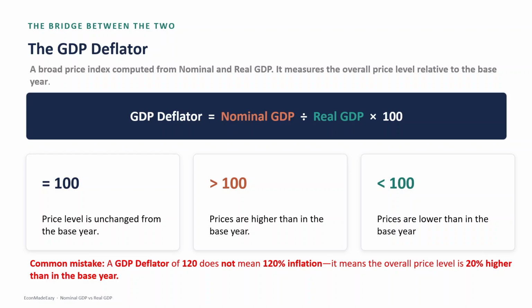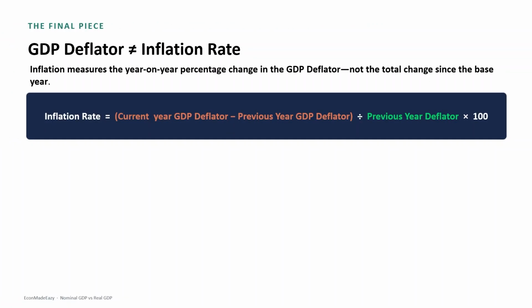So how do we calculate inflation rate? That is the next step. Inflation is about the year-on-year percentage change. So instead of comparing the deflator with the base year, we compare the deflator from year to year, 1 year to the next. That is how we calculate inflation rate. For example, if the deflator rises from 100 to 110, it means inflation is 10%.